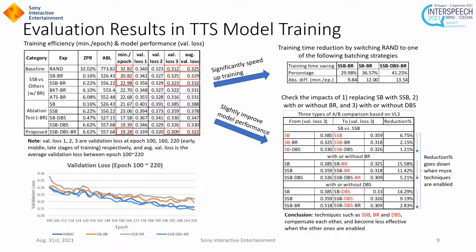The lower right table did 3 types of comparisons based on the late stage validation loss, namely the validation loss 3 in the left table. It shows the reduction rate on the validation loss is reduced as more and more techniques are enabled, which means these techniques such as SSB, BR, and DBS compensate each other in terms of improving model performance.